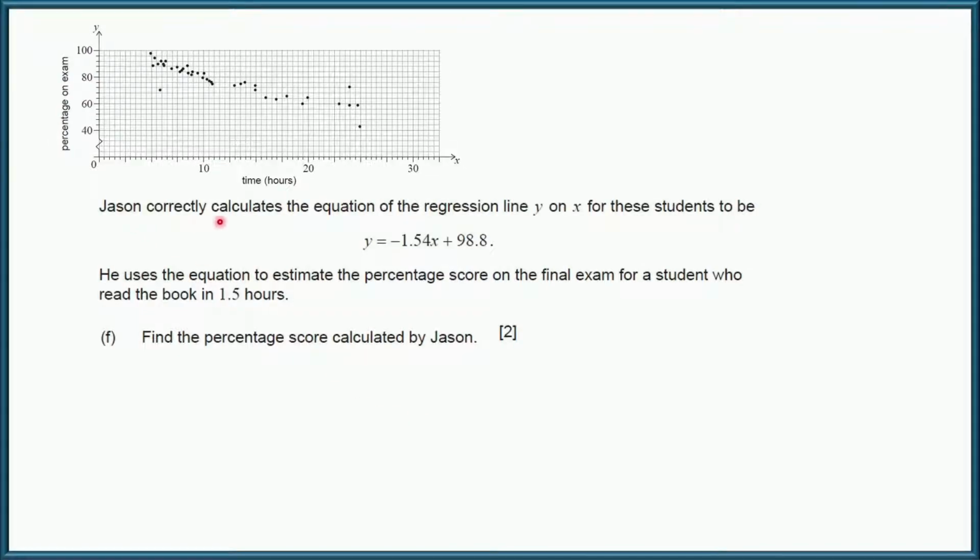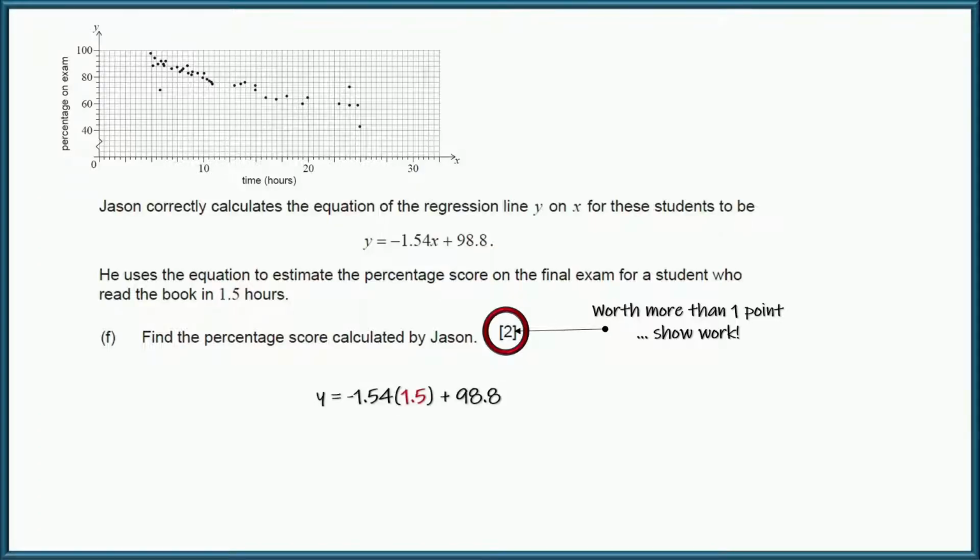Jason correctly calculates the equation of the line of regression of y on x for these students to be y equals negative 1.54x plus 98.8. He uses the equation to estimate the percentage score in the final exam for a student who took 1.5 hours. Find the percentage score calculated by Jason. All right, now this is worth more than 1 point again, so you better write something down. Yes, all you're going to do is plug that number in, 1.5. You're going to replace x with it, so write it down on the paper because it's worth 2 points. Write down your unrounded answer before your rounded answer.